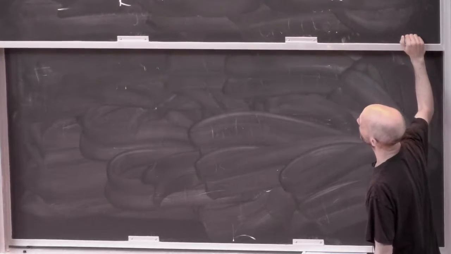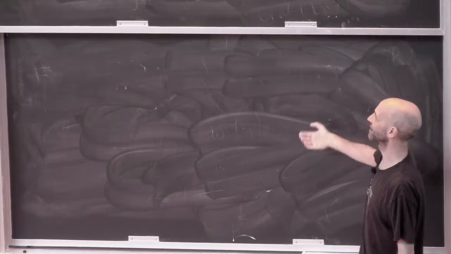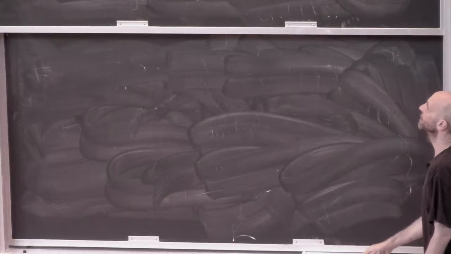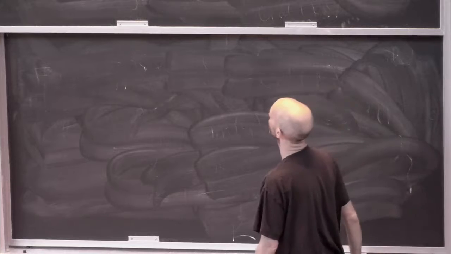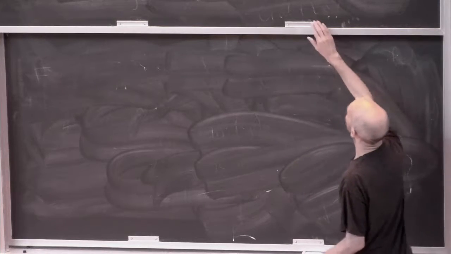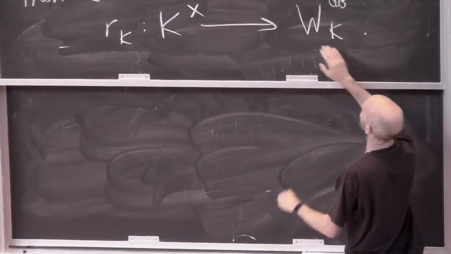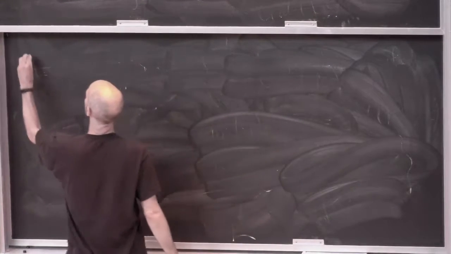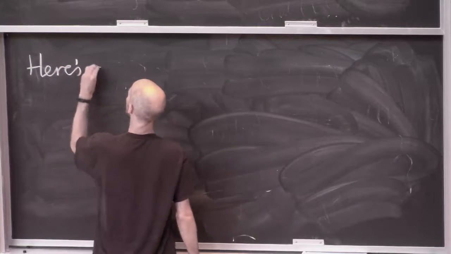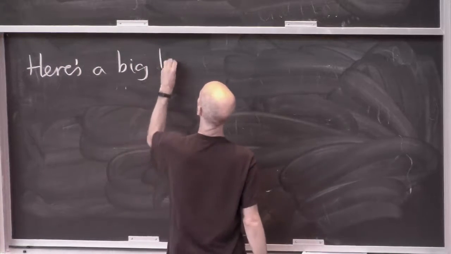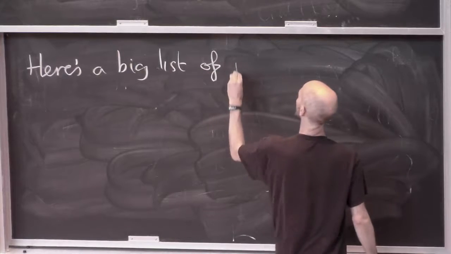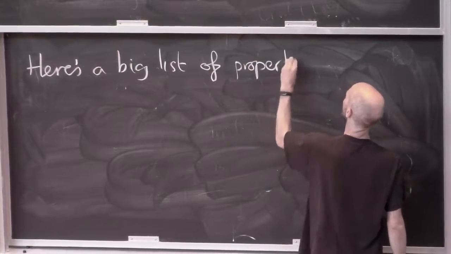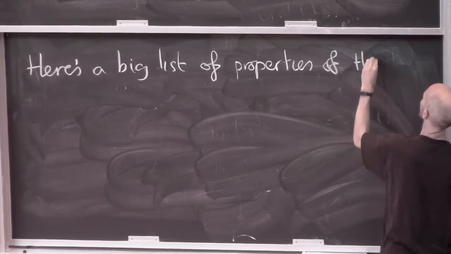And I need to tell you some properties of this canonical isomorphism, and they're not exercises, because to do the exercises, you'd have to know where the definition was. So I'm not going to tell you where the definition comes from, but it's hard work, right? There's a canonical isomorphism from the abelianization of this Weil group to K star. Here's a big list of properties of this isomorphism.